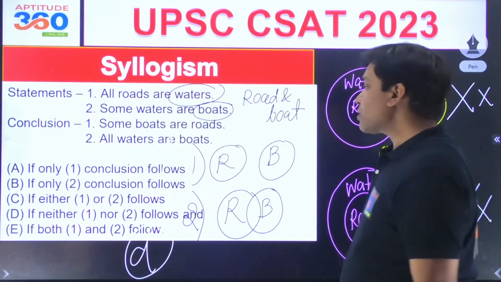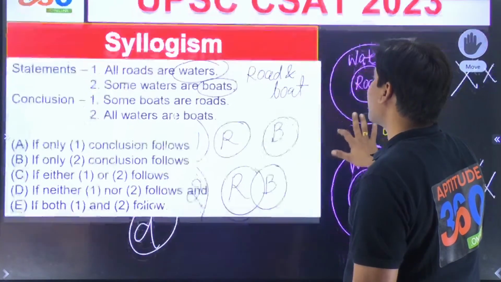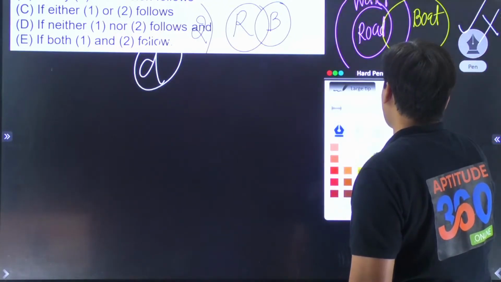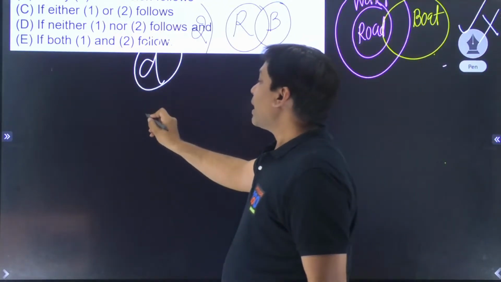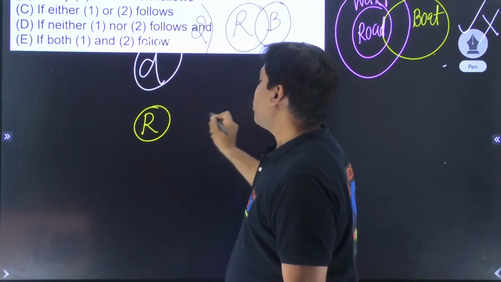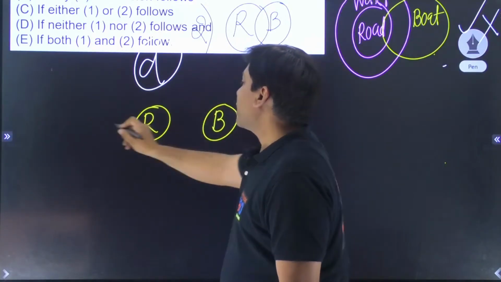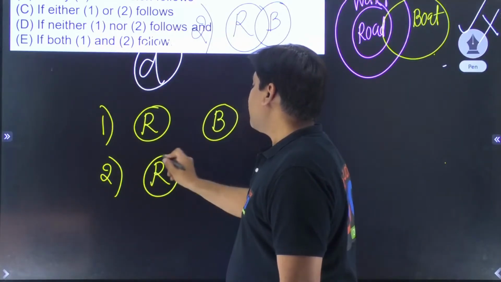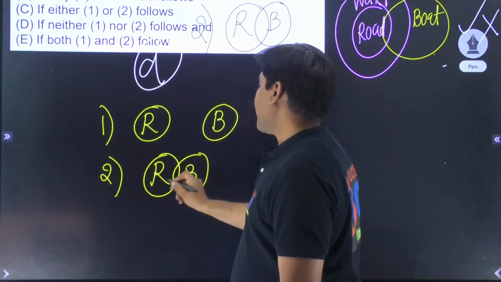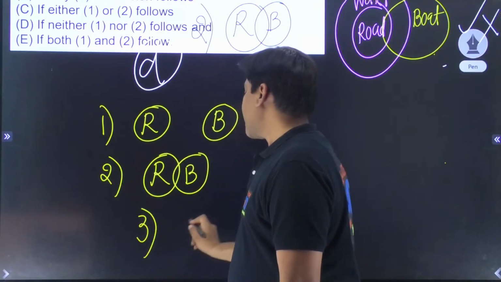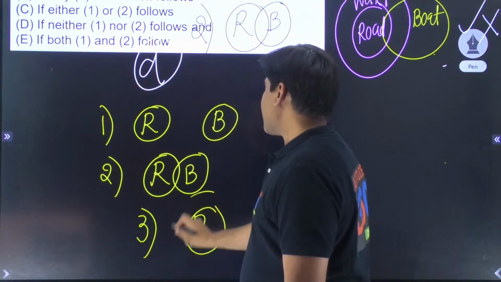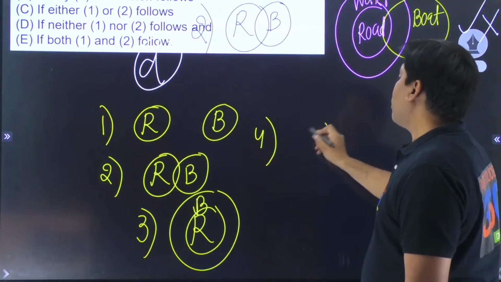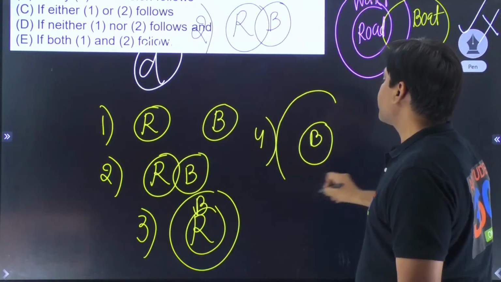Muskan says, can we consider the third case? You can consider many cases. Since I do not know anything about two given variables, road and boat, what can I make? Road and boat separate. That can be one. Second can be road and boat with a little overlapping. What can be my third condition? Road becomes inside the boat. What can be my fourth condition? Boat becomes inside the road.